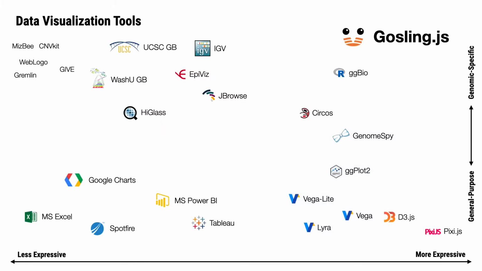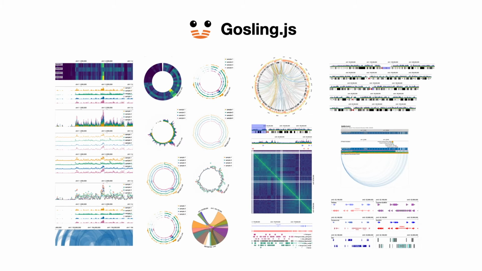In our work, our goal was to design a visualization grammar that is accessible for genomics experts, but at the same time provides highly expressive generic visualizations. To achieve this goal, we developed Gosling, a scalable and expressive visualization grammar for genomics data. This figure summarizes the design space of Gosling.